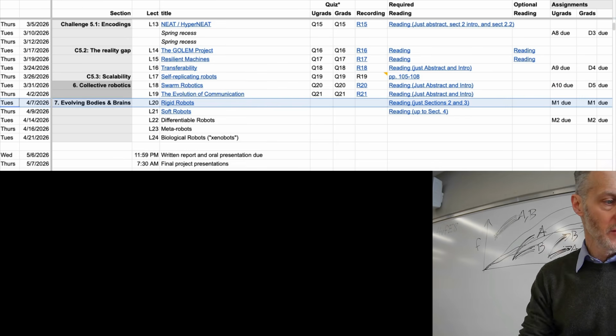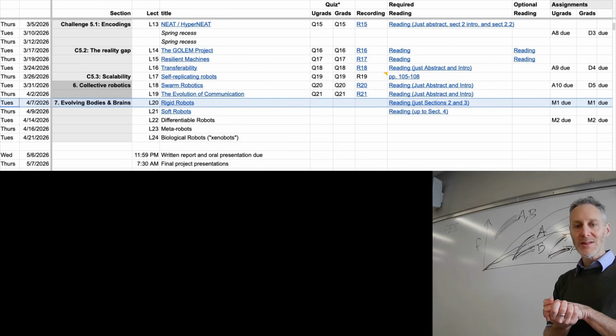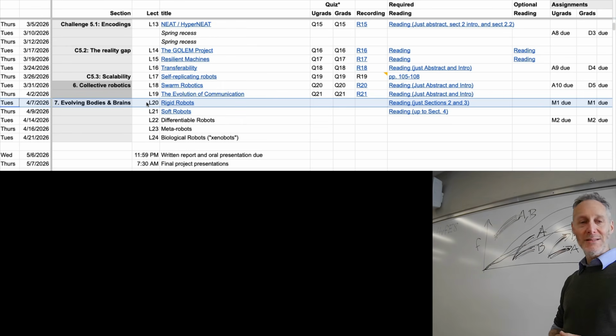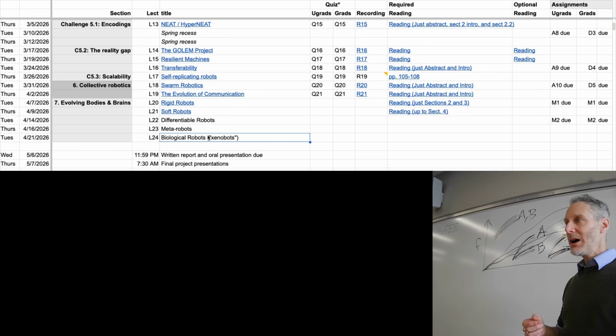So we're going to dive into evolving bodies and brains today. As promised last time, we're going to start by looking at rigid robots. So we're going to rewind the tape again, go back to 1994, and we'll end the semester by looking at evolving bodies and brains for xenobots. This is an ongoing area of research, and we published the latest paper about xenobots last month. So we'll take you right up to the bleeding edge by the end of the semester.